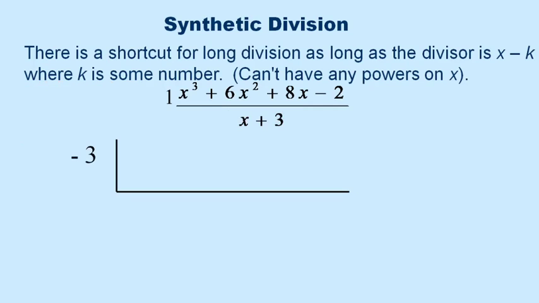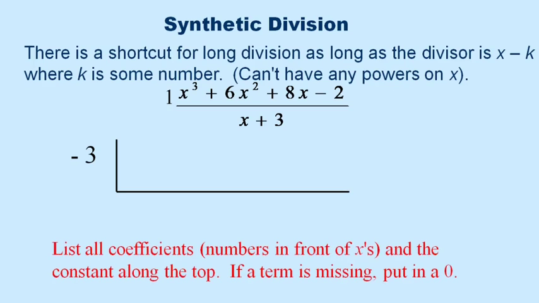Next, we will write the value of x on the left side of this box. After that, we will list out all the coefficients, that is the number in front of x, and the constant along the top. If a term is missing, put in a 0. So here we're going to take out all the coefficients from the dividend, and arrange them in our box.